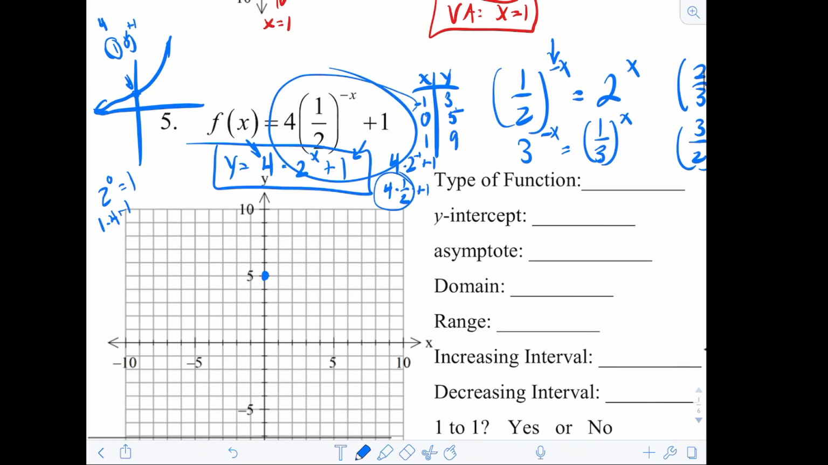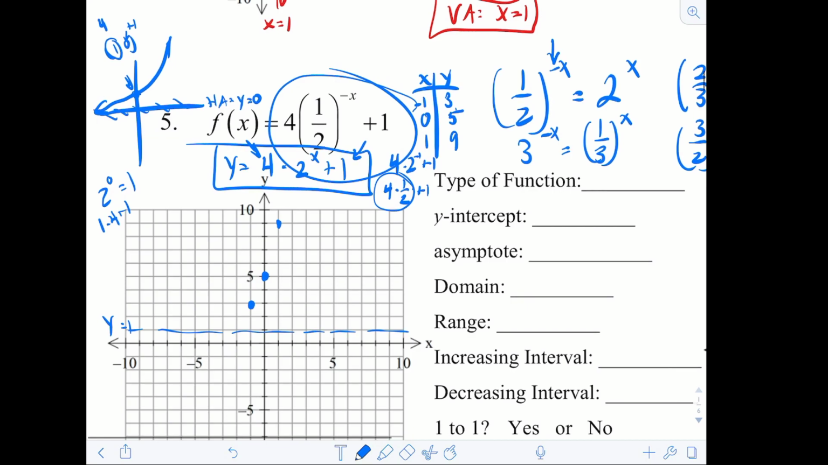Okay, so negative 1, comma 3, so that would be right there, and then 1, comma 9. Since this shifted up 1, normally we would have a horizontal asymptote at y is equal to 0. So now since it shifted up 1, we're going to now have a horizontal asymptote at y is equal to 1. And I know since the graph is going to be kind of hugging that, I can just start to draw my exponential graph like this.